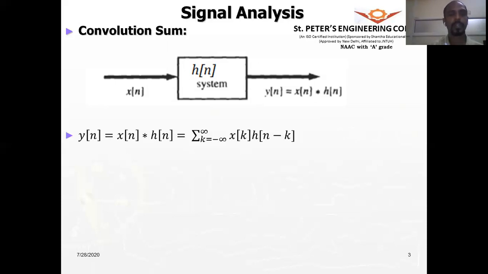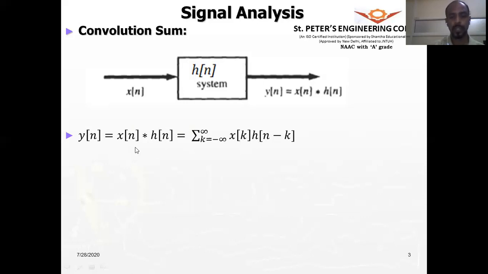So what is this convolution? How do we compute it? You have this mathematical expression: y of n is equal to x of n convolved with h of n, where the star represents convolution, obtained by sigma k equals minus infinity to plus infinity x of k h of n minus k. Now what exactly is happening here? We have the signals x of n and h of n.